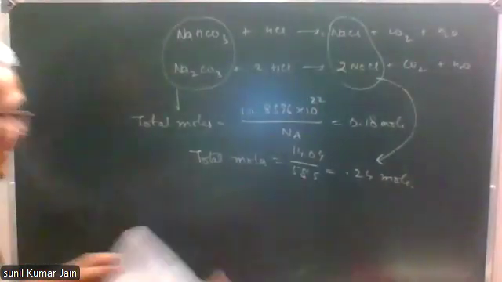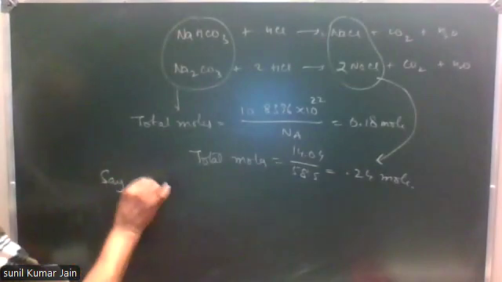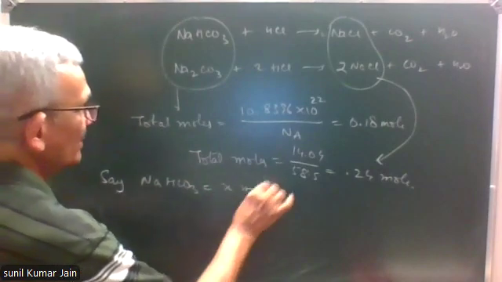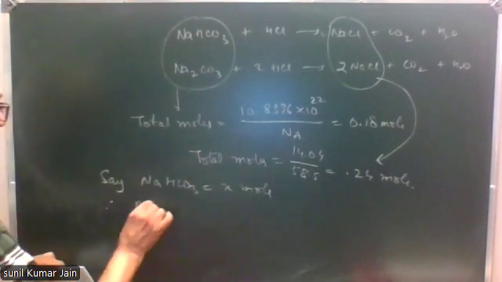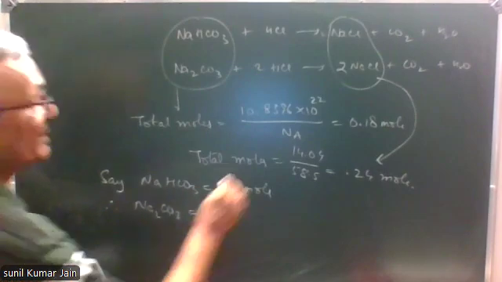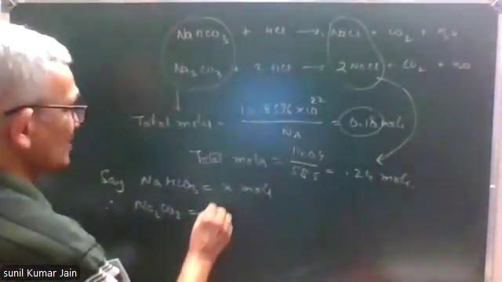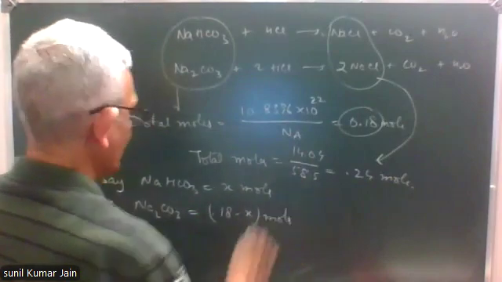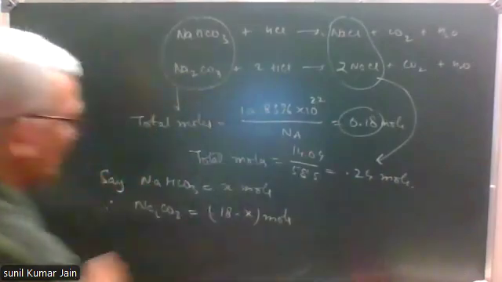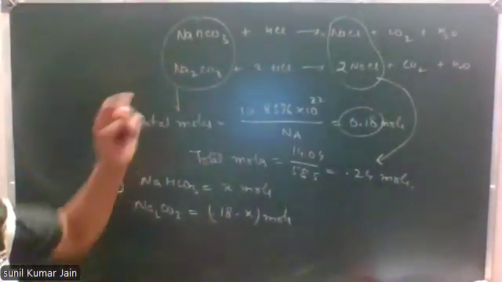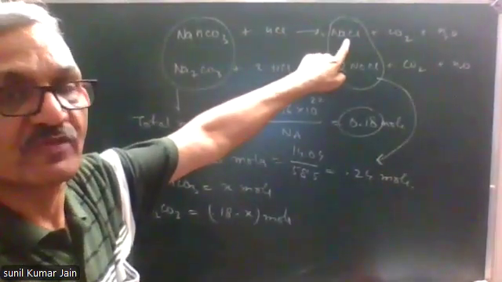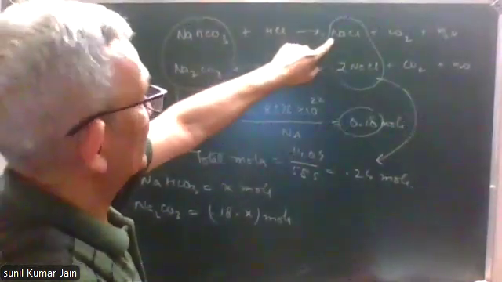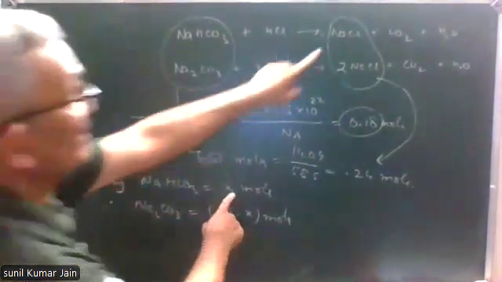Now, say NaHCO3 is equal to X mole. Therefore, sodium carbonate will be 0.18 minus X mole. Now, NaCl produced by these two reactions. In the first, 1 mole will give 1 mole. It means X mole will give X mole.